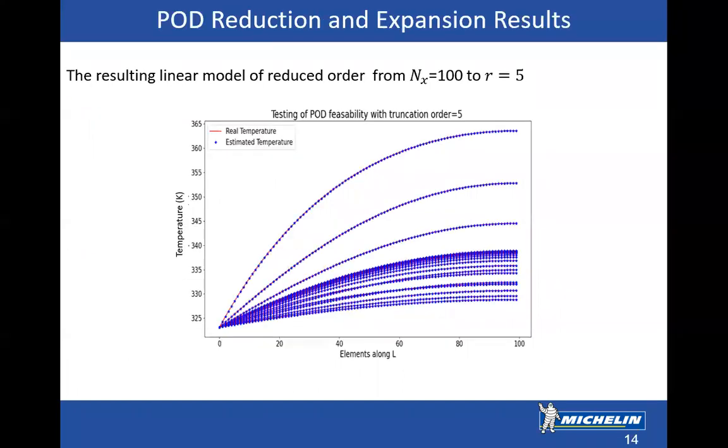Testing it another time on the same example. As I said before, I've used n_x equal to 100 for discretization. I reduced it to R equal 5 this time. And we plotted the output of the system: the real temperature is plotted in the red line at each instant, and the estimated temperature is plotted using the blue stars. As we can see, they are almost the same, and our reduced order system is resulting in very accurate reconstructions.